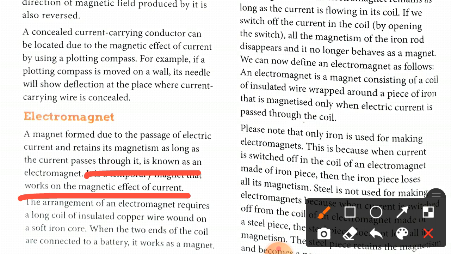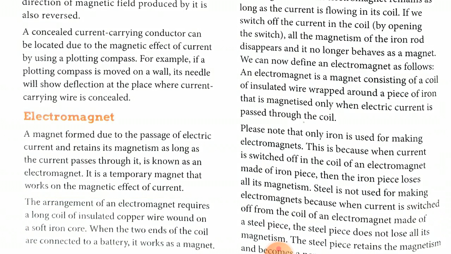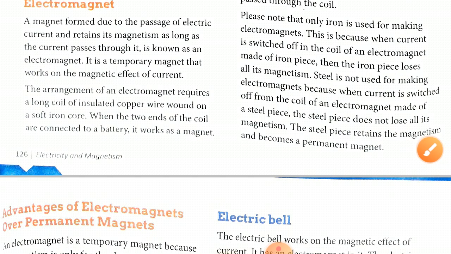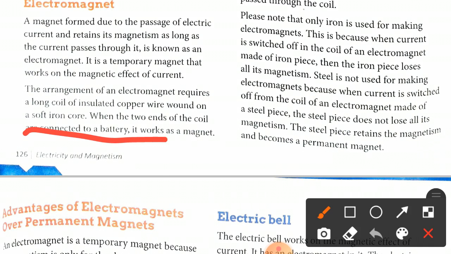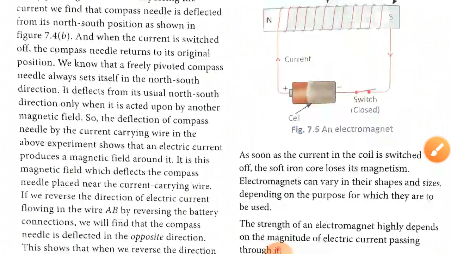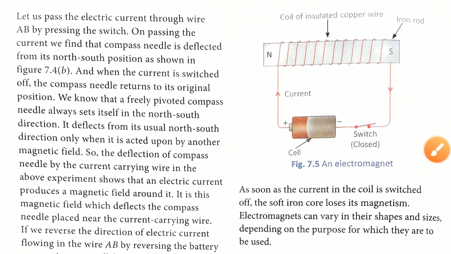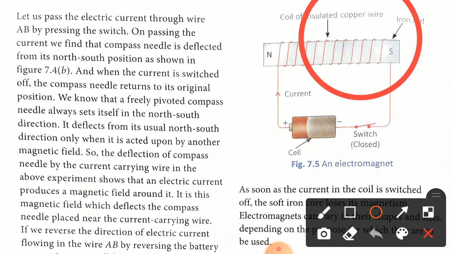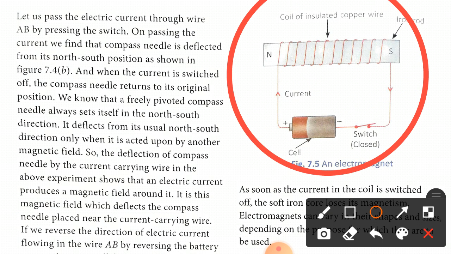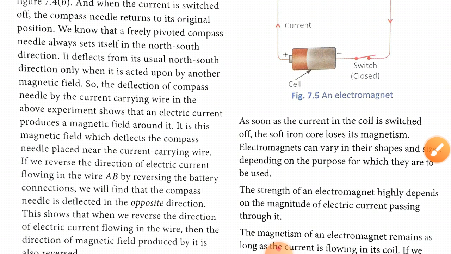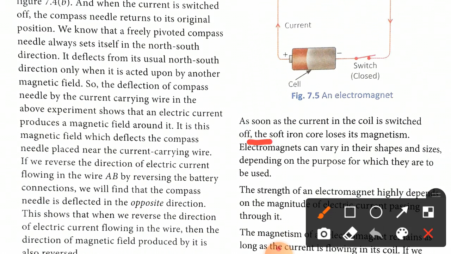The arrangement of an electromagnet requires a long coil of insulated copper wire wound on a soft iron core. So when the two ends of the coil are connected to a battery, it works as a magnet. I will show you the figure also. You can see here, this is the figure of an electromagnet. Fine. So as soon as the current in the coil is switched off, what happens? The soft iron core loses its magnetism. This is the important line.